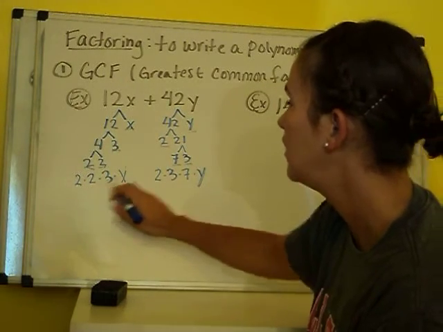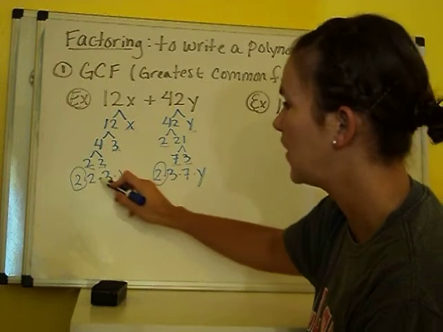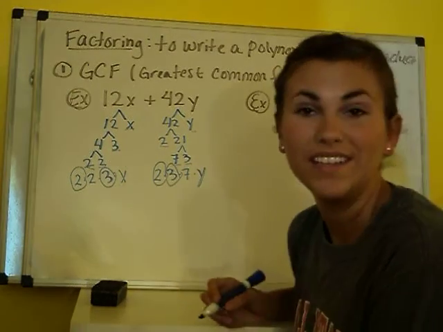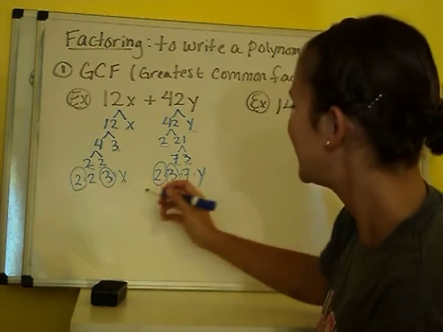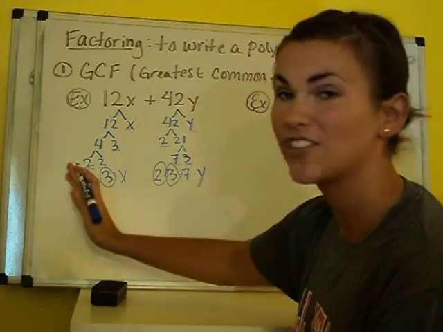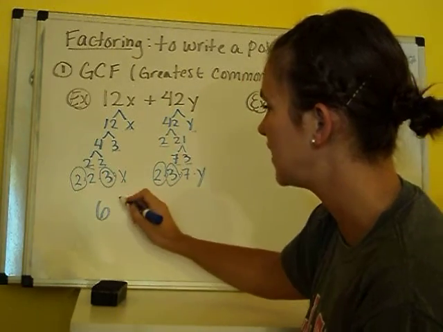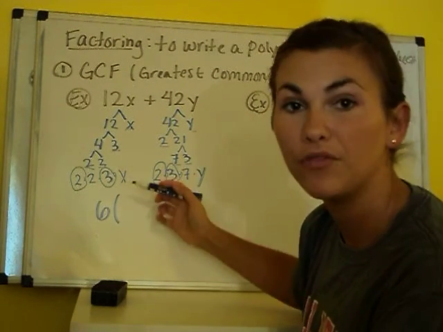Okay, so here we see that they share 2 and they share a 3. What is 2 times 3? It's 6. So we are going to factor out of both of them a 6. As soon as we factor out a 6, we're going to open up a parenthesis. And then we write the leftovers.